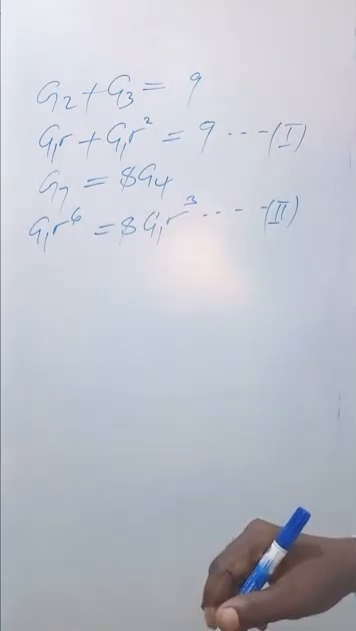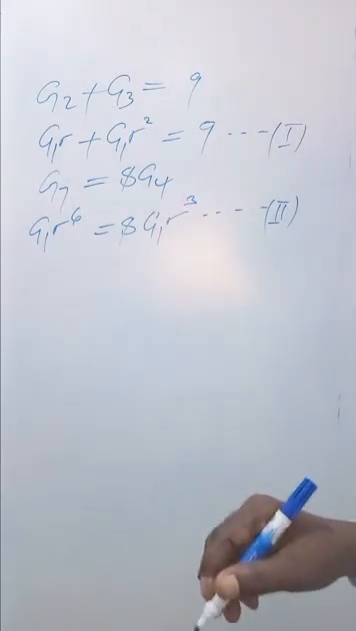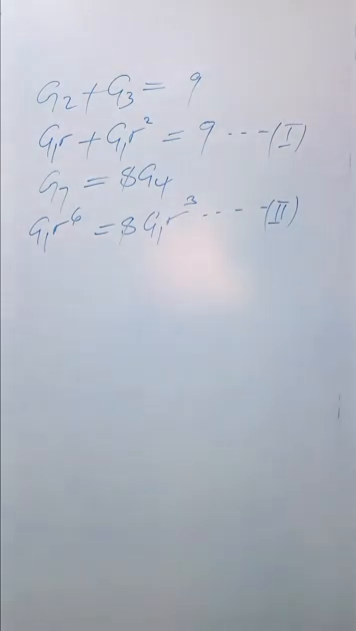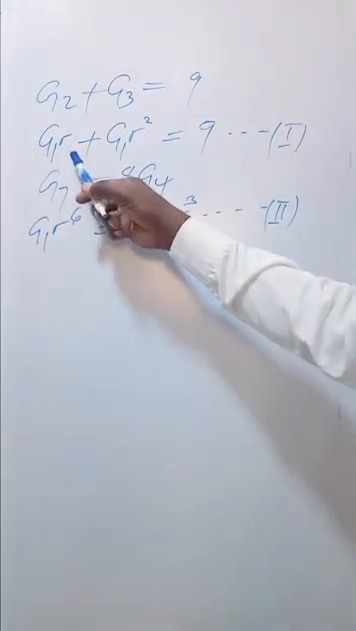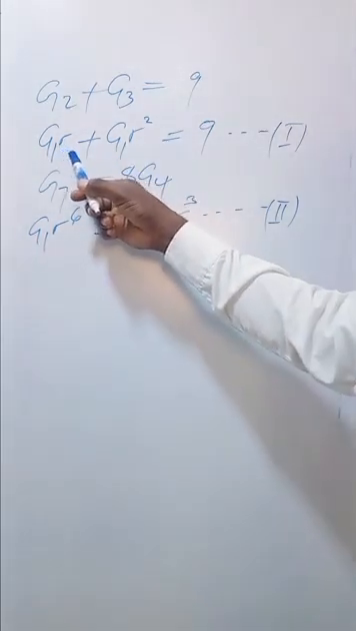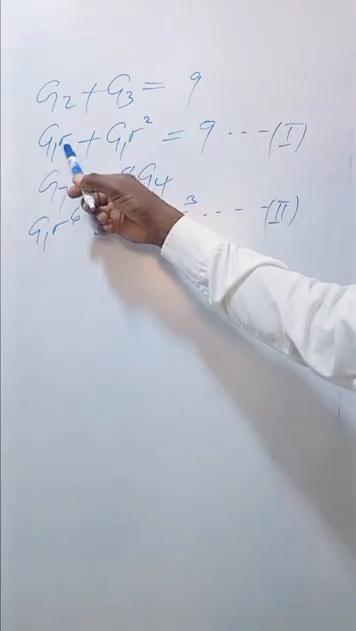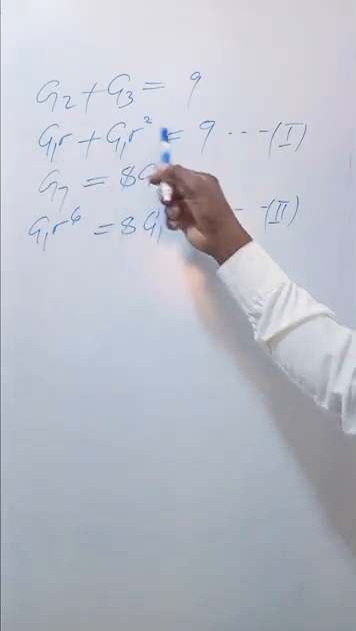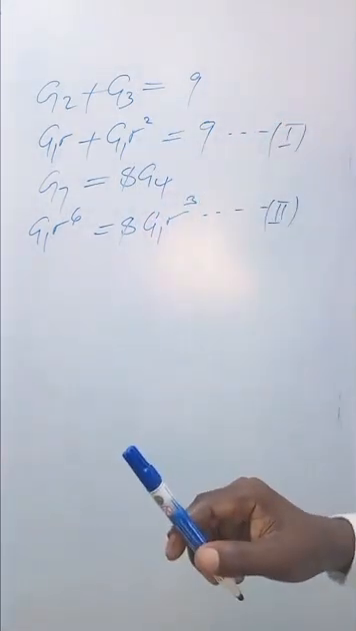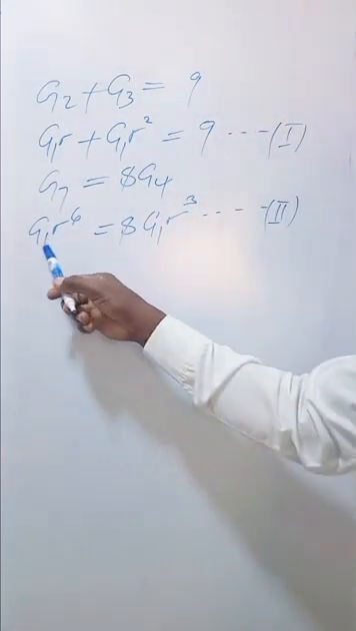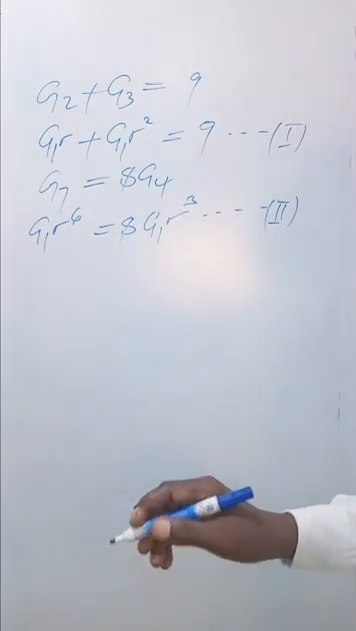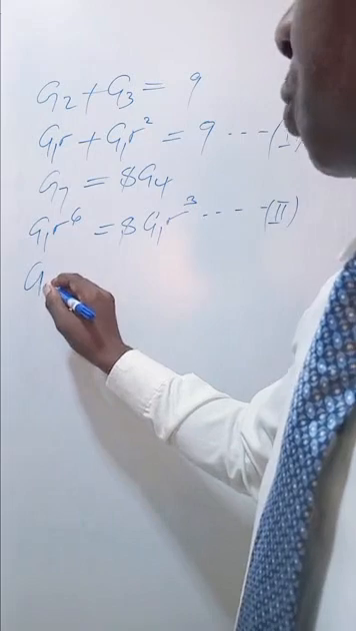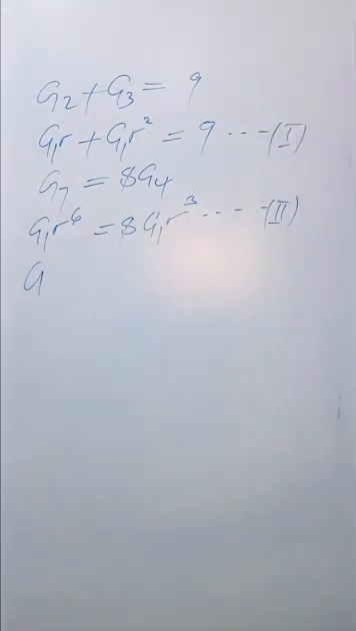Okay, so which equation should we start with? Because we have two equations with two unknowns, that is G1 and R. If I'm to start from equation number 1, we shall have two unknowns. Even if we factor out G1 R, we shall have 1 plus R in brackets, then equals 9. That won't work out. So let's choose equation number 2.